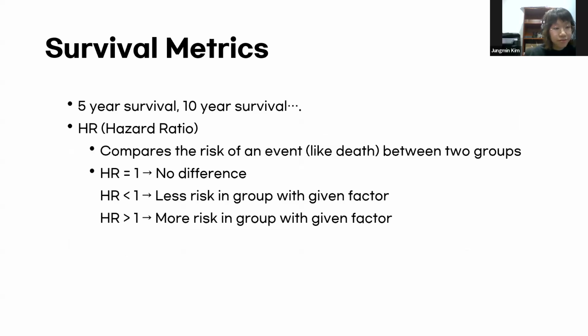And beyond OS and PFS, you'll also hear about things like 5-year survival rates, especially in clinical trials. These are simple measures: what percentage of patients are still alive after 5 years. But to compare risk between groups over time, we often use a hazard ratio. If HR is 1, there's no difference between the two groups. If HR is less than 1, it means there's lower risk in the treatment group. If HR is above 1, there is higher risk in the treatment group. So if a drug has an HR of 0.6, it means there is a 40% reduction in risk of the event in the given period.